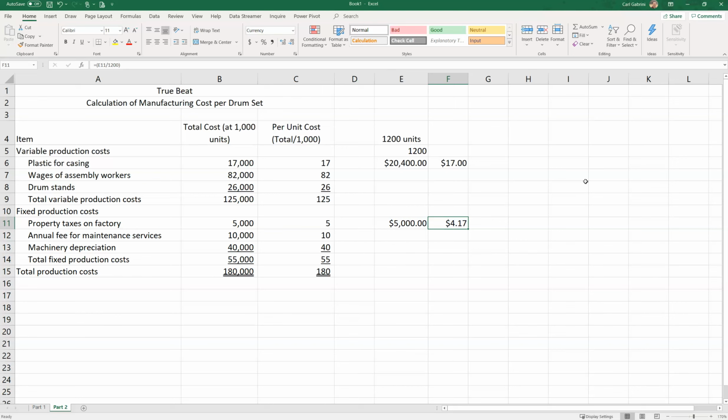If it's fixed, think about it, because what changed here is our denominator. Our denominator went from 1,000 to 1,200. So you're dividing a bigger number into the same number, so the per unit amount is going to decrease. With variable cost, the numerator went up with the denominator. So the total cost went up with the production volume increase, and the per unit amount stays constant. So that $17 stays exactly the same. All right, so that's the behavior of these things.